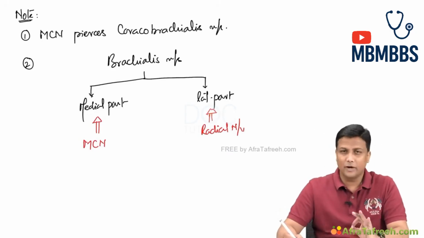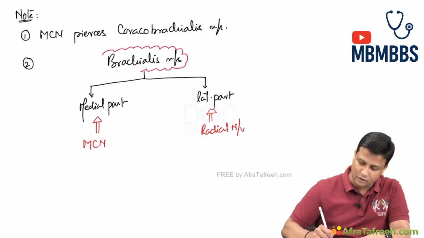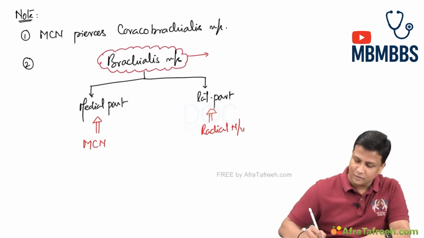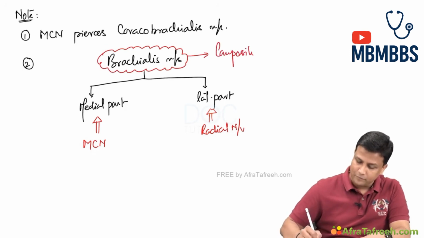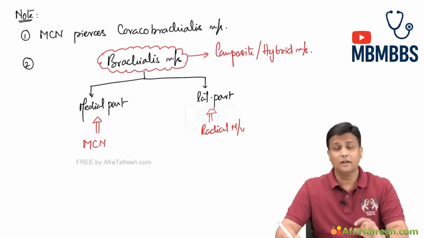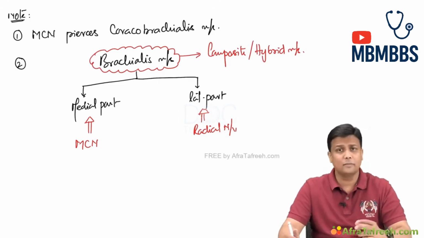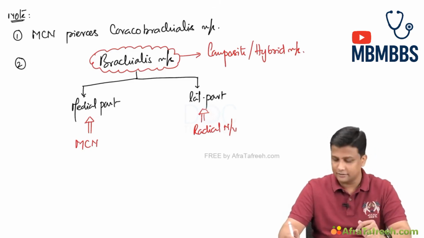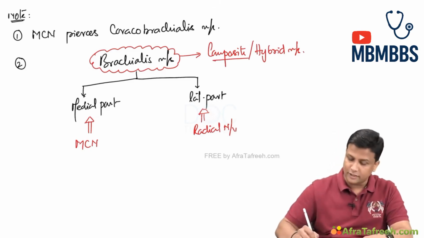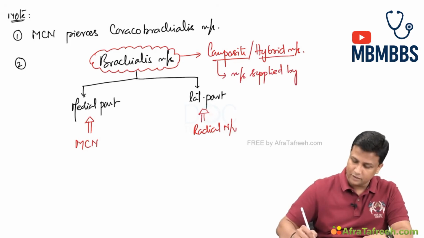Now, what is the importance here? What I'm trying to teach you here is, these types of muscles are known as composite muscles, guys. Composite muscle. Or else it is also known as a hybrid muscle. Hybrid muscle. So what is the meaning of composite muscle or hybrid muscle? It's a muscle which is supplied by two nerves. So you can clearly see here, the brachialis muscle is supplied by two nerves, the musculocutaneous nerve as well as the radial nerve, guys. So if you wish, you can just write down in short there, what is the meaning of composite muscle? Muscle supplied by two nerves.